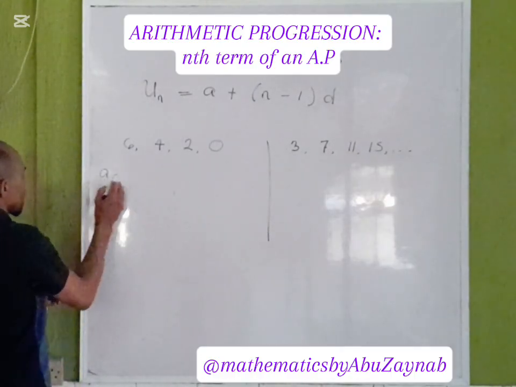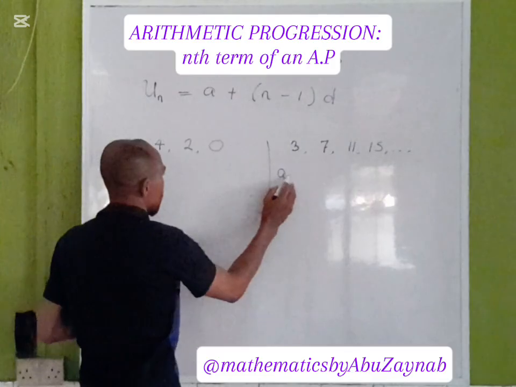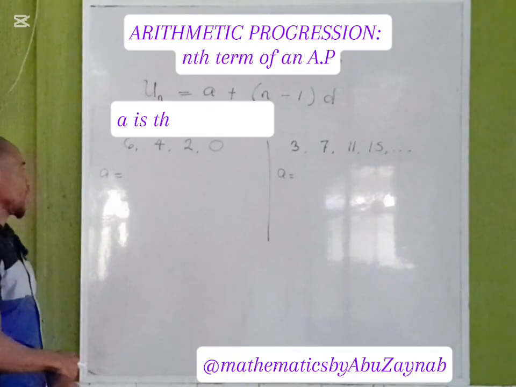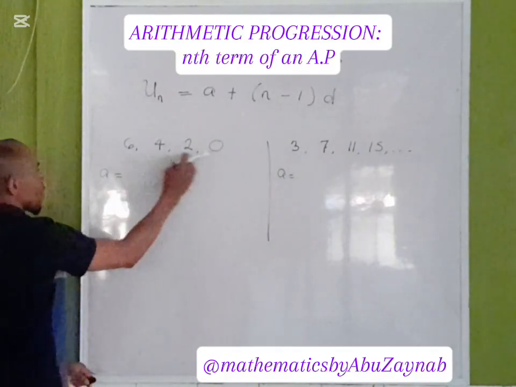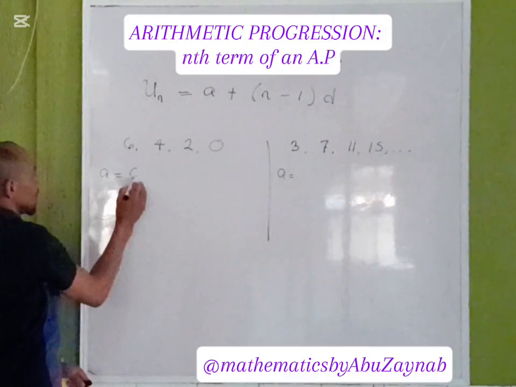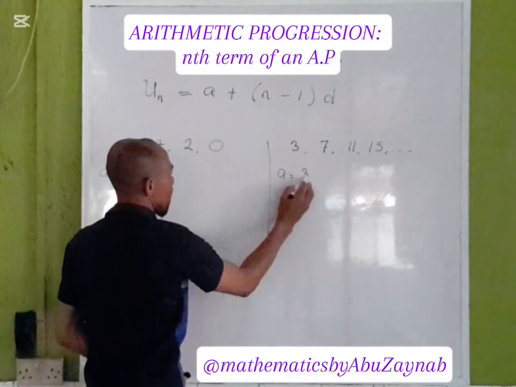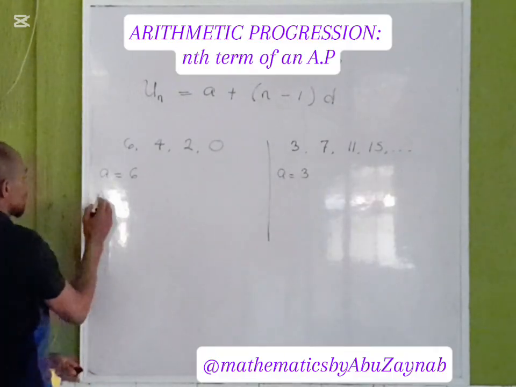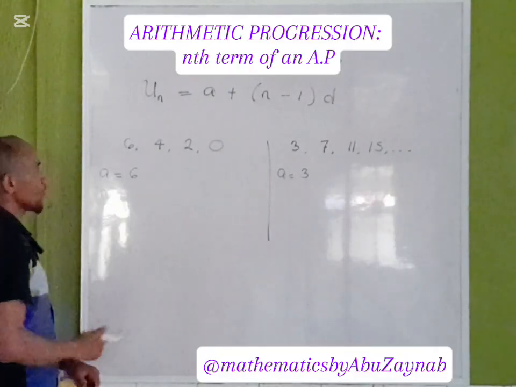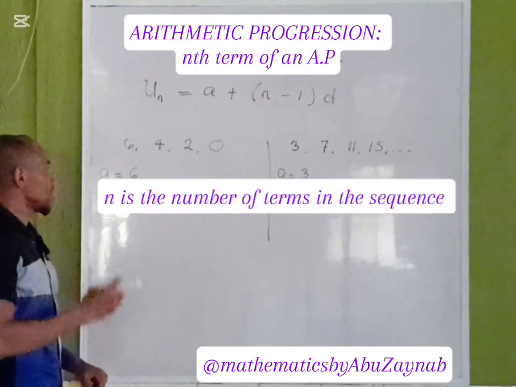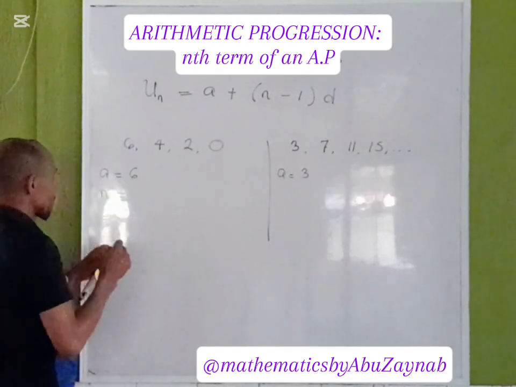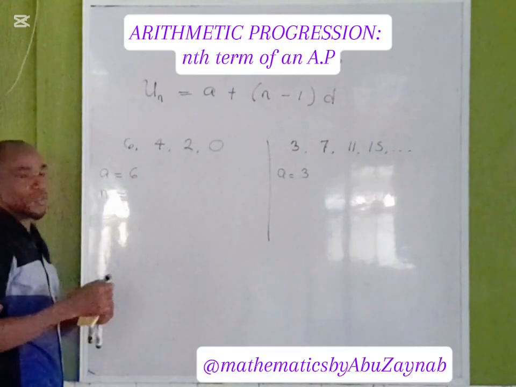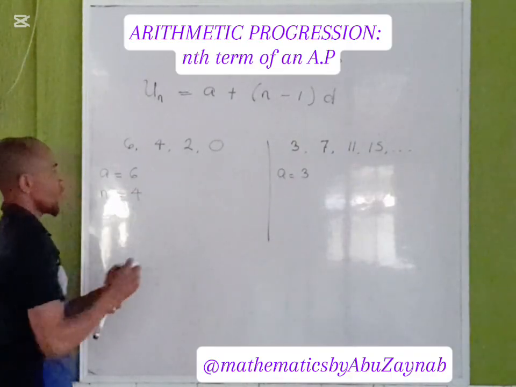What is a here? A stands for the first term. A is the first term, meaning, in order, the very first term here is 6. Similarly, the first term here is 3. That sorts out a. N stands for the number of terms in each sequence. So for this particular example one here, we have how many terms? 1, 2, 3, 4. Definite. So we have n being 4.